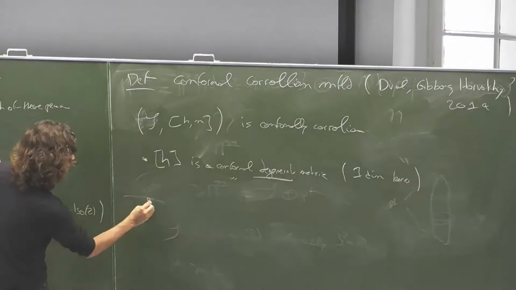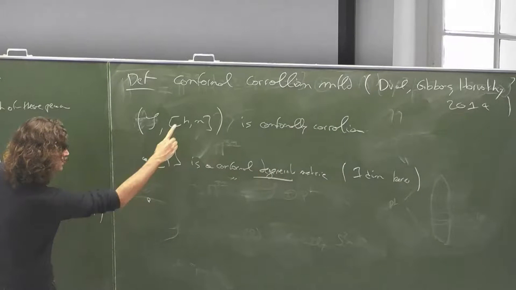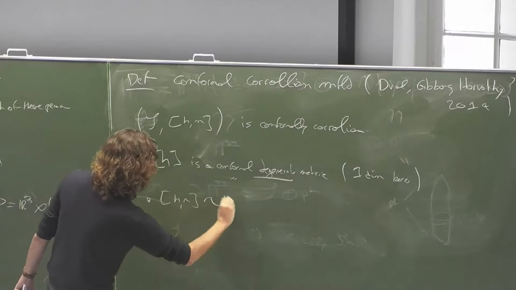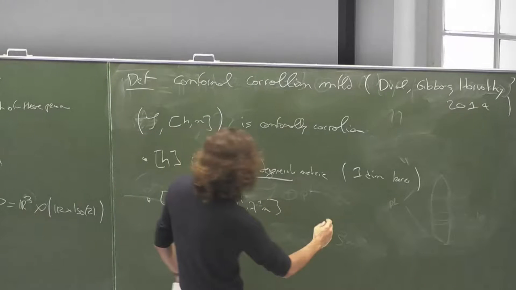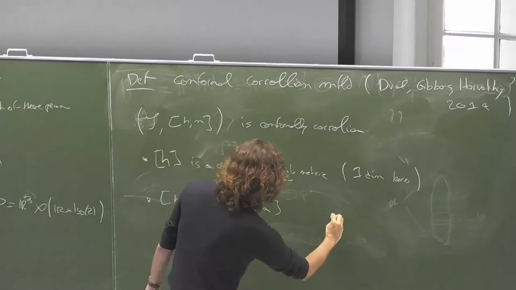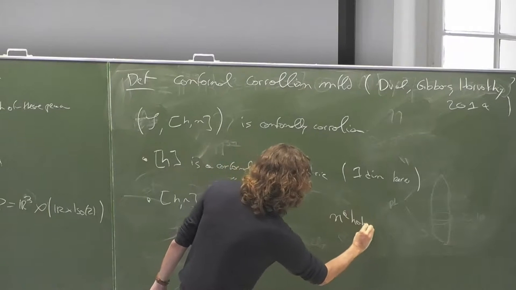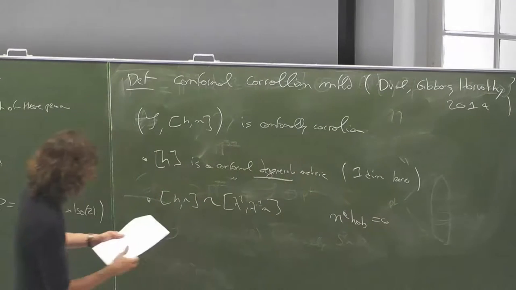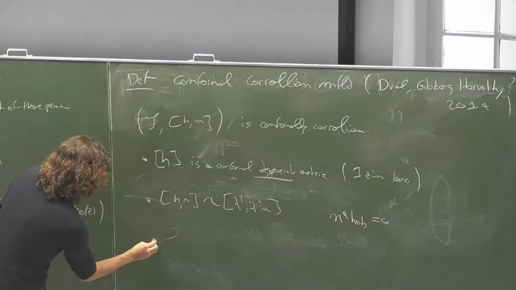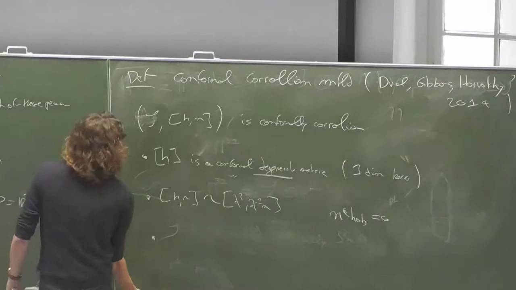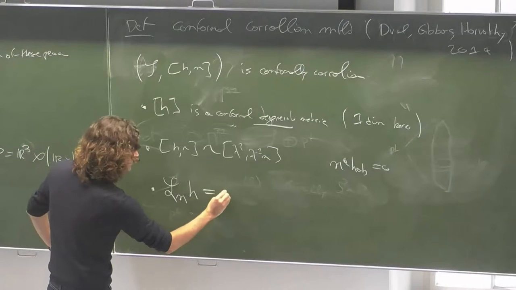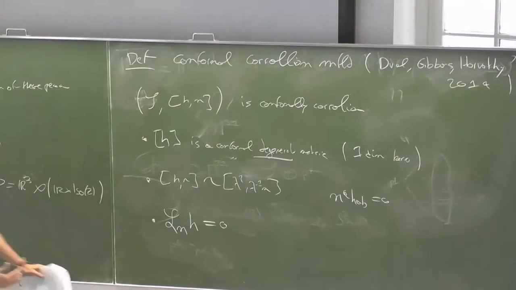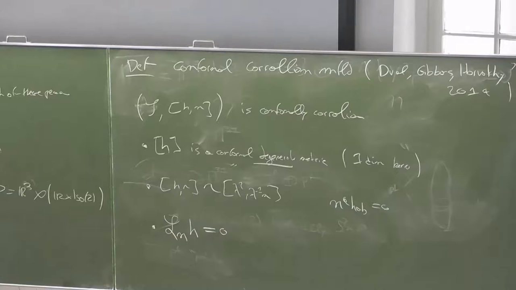We have a weighted vector field, this N. It's weighted in the sense that you should quotient like this. It's nowhere vanishing and it should span the degenerate kernel, so it is in the kernel. Then you want a compatibility condition: the Lie derivative of this degenerate metric should be zero along the flow.